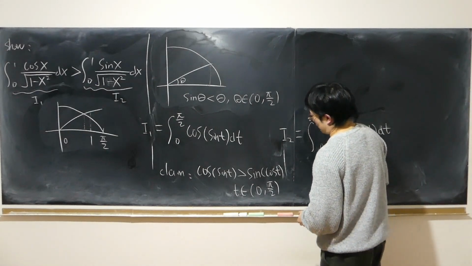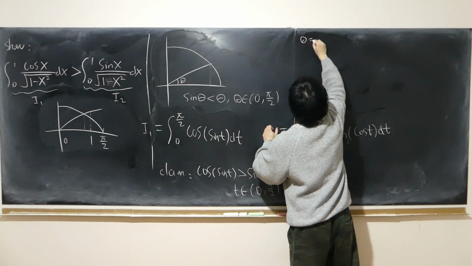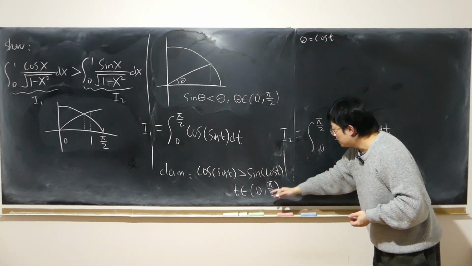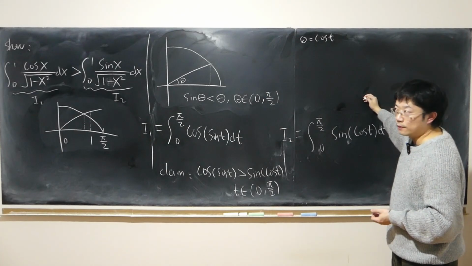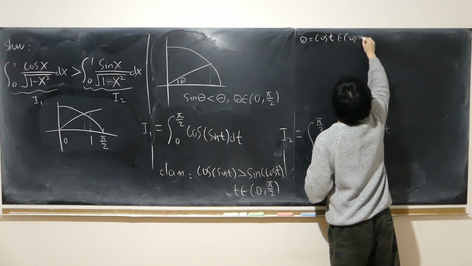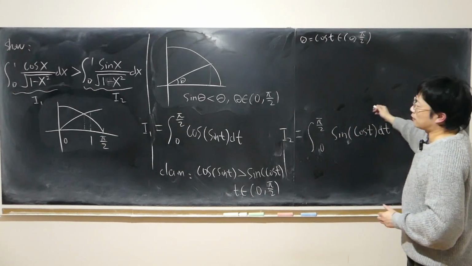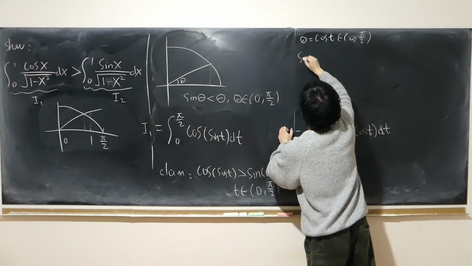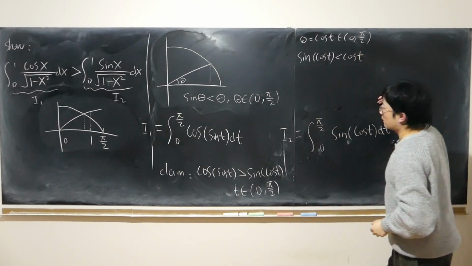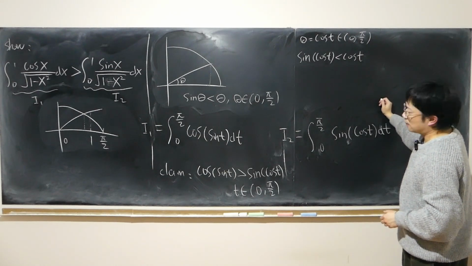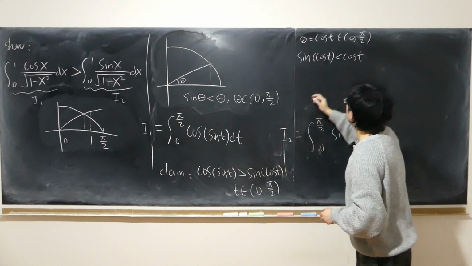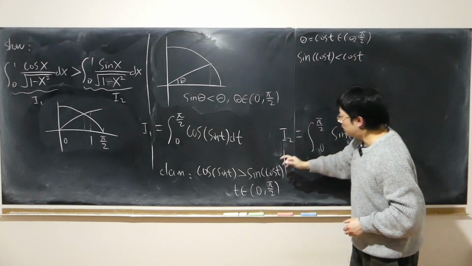Following this logic, this time I treat theta as cosine t. Since t is within this interval, cosine t is within 0 to 1, and of course within 0 to half pi as well. So sine of cosine t is less than cosine t in this range. Now, how can I translate this into the inequality? Sine cosine t is less than cosine t, so next I show cosine t is less than this part.